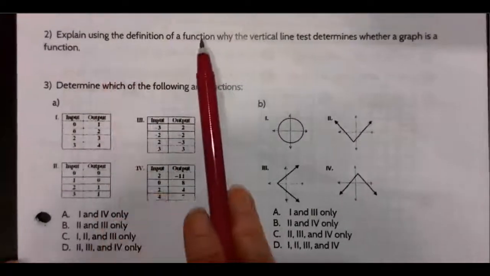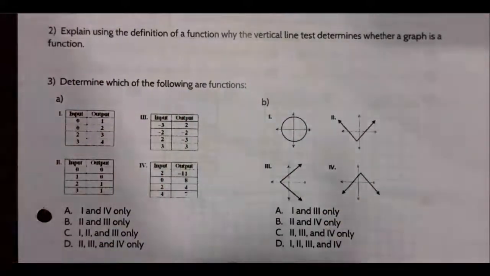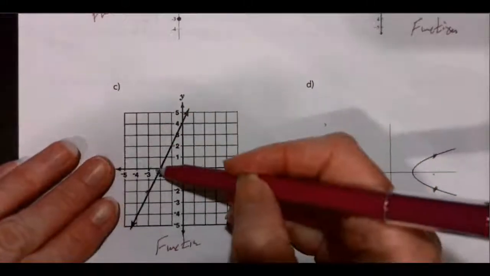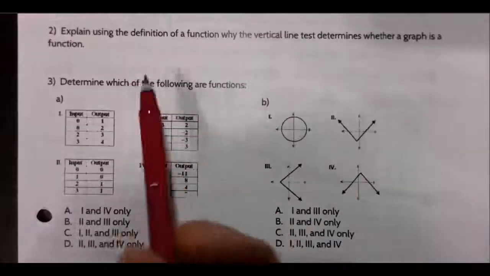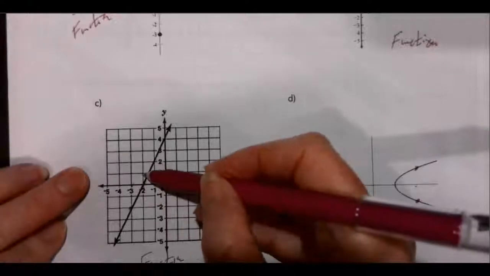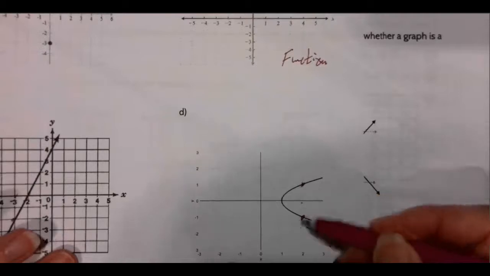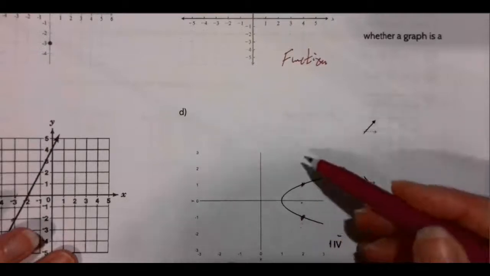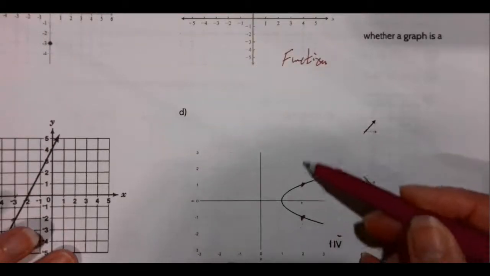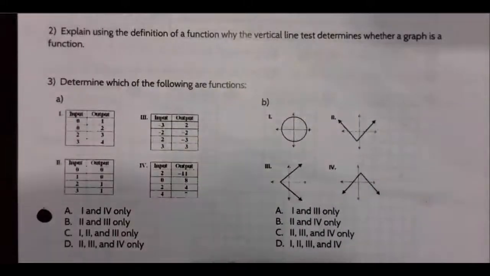Explain using the definition of a function why a vertical line test determines whether a graph is a function. Well, when I draw my graph, each x value has to have exactly one y value. Each x value has to have one y value. That can't happen with the vertical line test if that vertical line goes through and hits it twice. It's not a one-to-one. It has more than one.